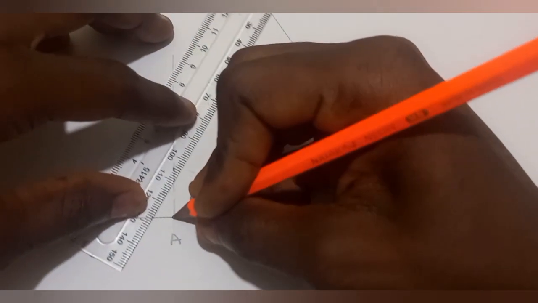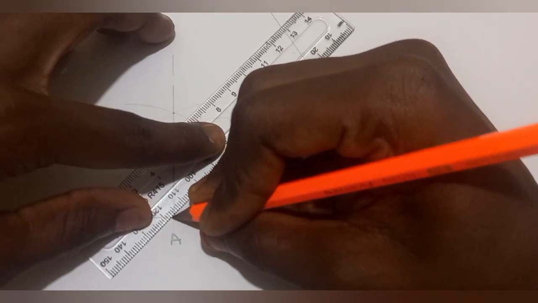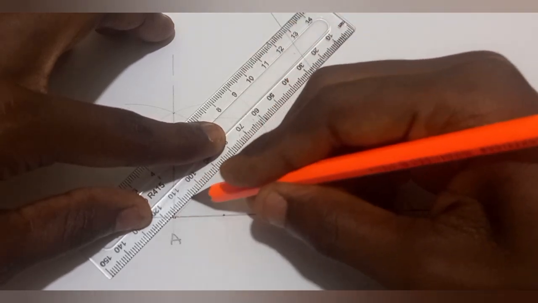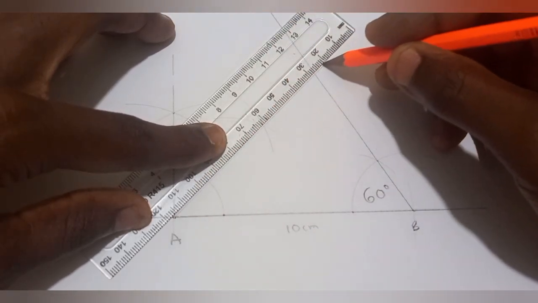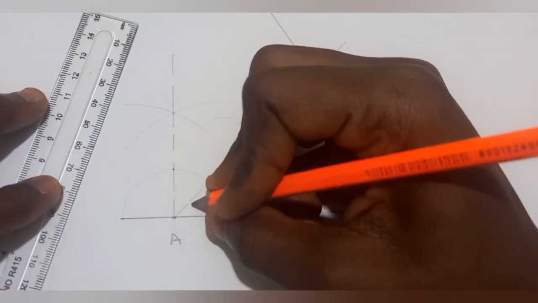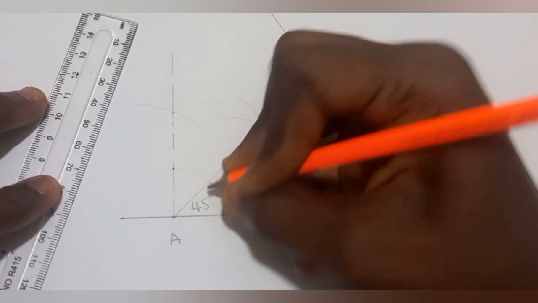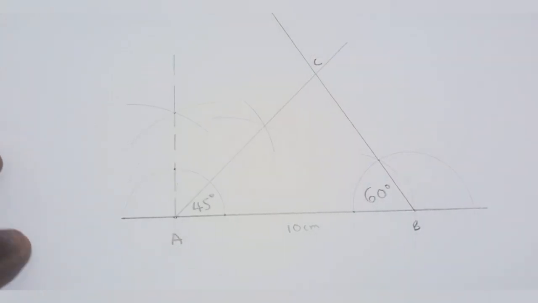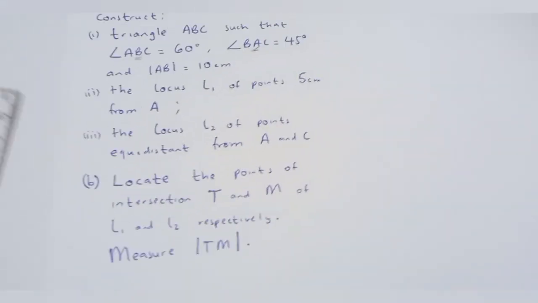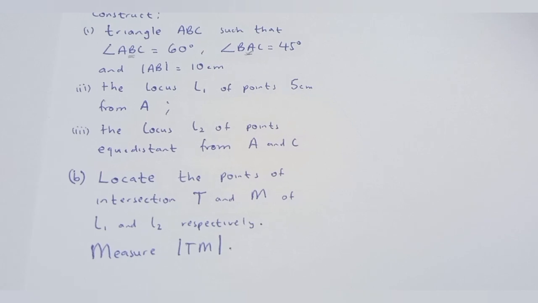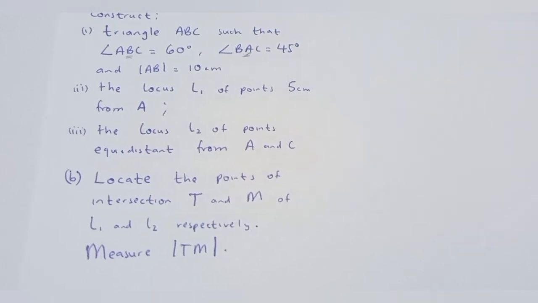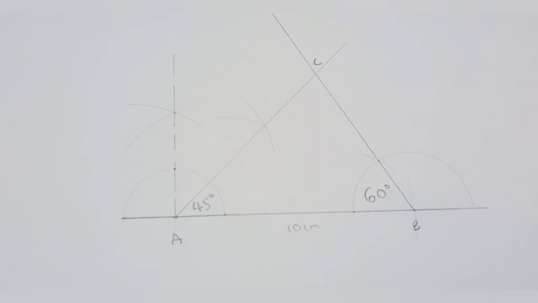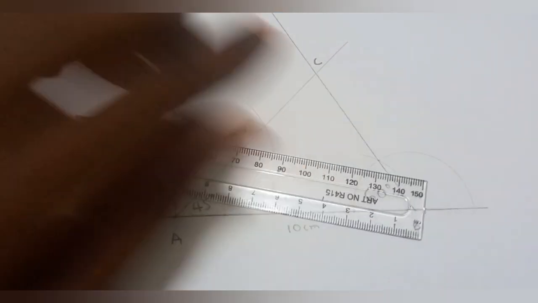So we have bisection of angles here, and the video is there. I'll drop the link in the description box. So we have this to be 45 degrees, A, B, C. We are not done. What does the question tell us to do? It said the locus L1 of 0.5 centimeters from E. There was nothing else given, so then it's a circle you are drawing.